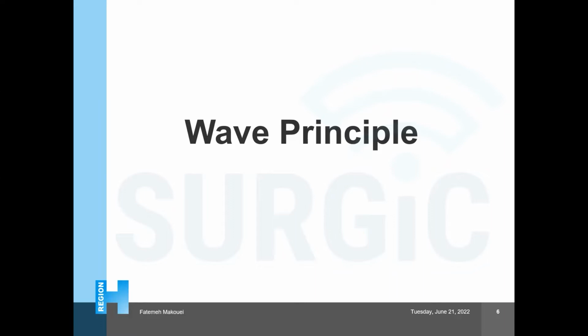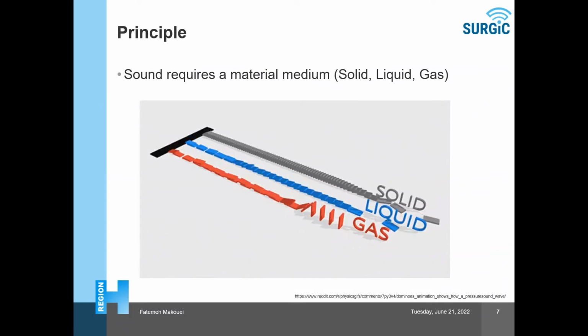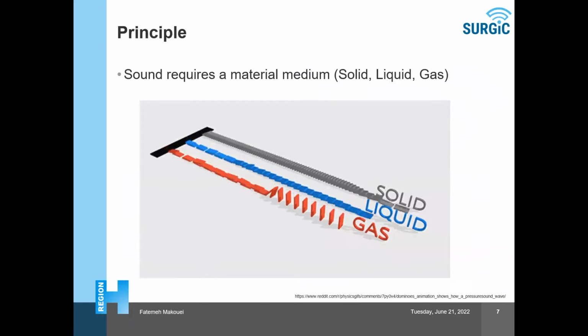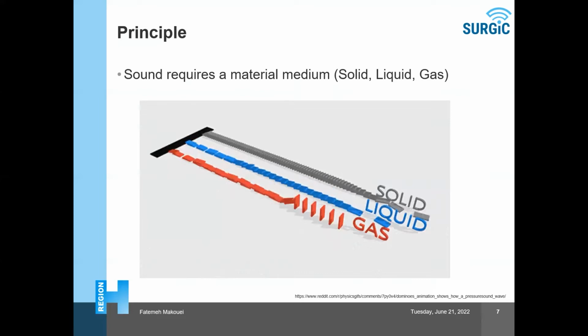Okay, let's start the physics with wave principle. As you know, sound requires a material medium. It could be solid, liquid, or gas. And sound travels more quickly through solids than through liquids and gas because the molecules of solid are closer together and therefore can transmit the vibrations or energy faster. Sound travels most slowly through gas because the molecules of gas are furthest apart.